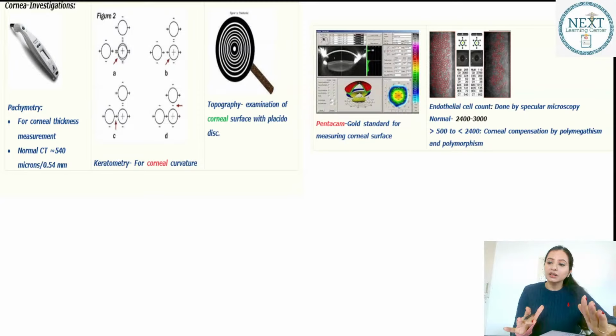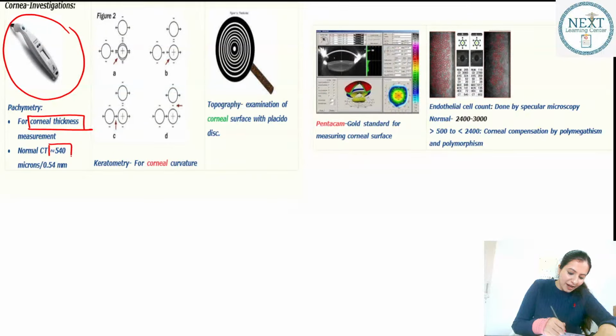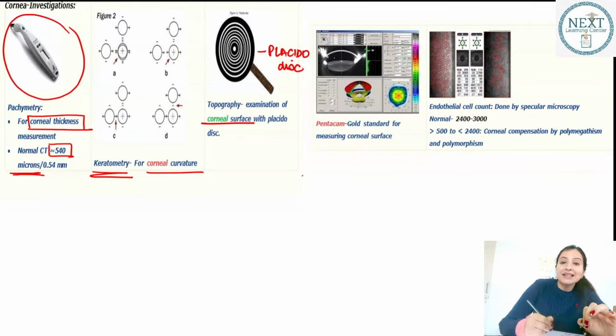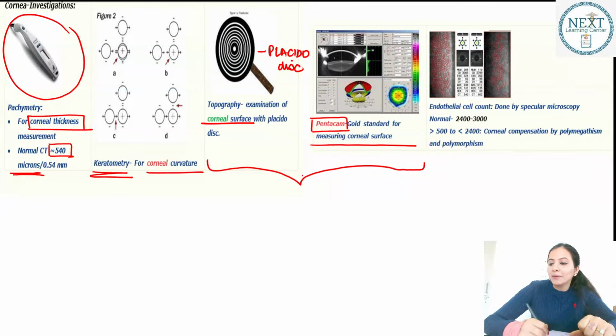Moving on to the corneal investigations. This is a pachymeter, which is used to measure the corneal thickness. Normal corneal thickness is 540 microns. This is your keratometer, which is used to measure the corneal curvature. This is your Placido disc. What is it used to do? It is used to examine the corneal surface. What is this? This is a pentacam. Pentacam is used to measure the corneal surface. So both pentacam and Placido disc are used for corneal topography. You can get all these as image based questions in your exam.